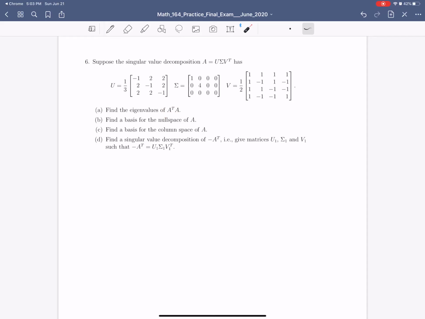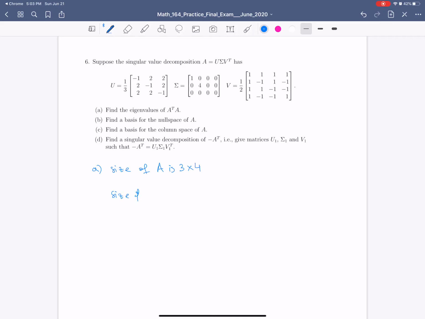To talk about that, the first question is, what is the size of A? The size of A is the same as the size of sigma. So sigma always tells you the size of A. So for part A here, the size of A is 3 by 4. So you see that there are at least 3 eigenvalues, possibly 4, depending on the sizes.